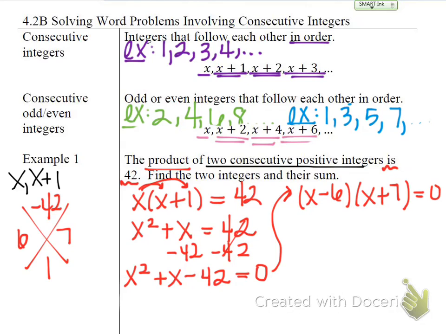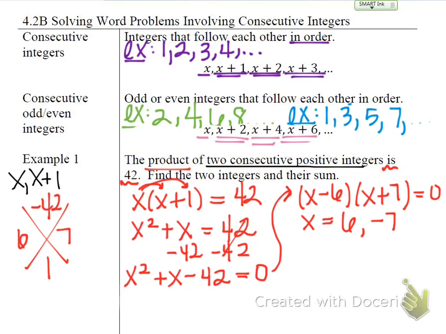Use the zero product property. So you set each one of those equal to 0. So what are the two answers that I get? Positive 6 and negative 7. Now, a lot of students stop here, but they didn't answer the question. The question is, find the two integers and their sum. Which of these answers is the one that I need to use?